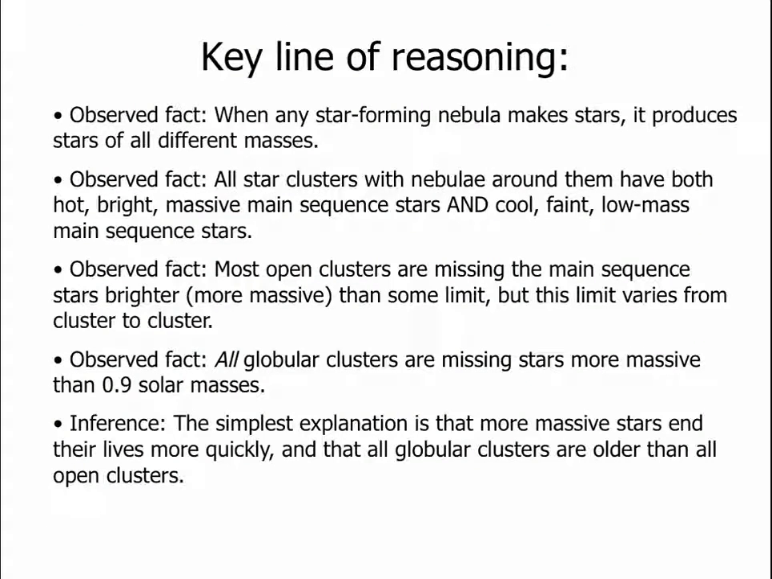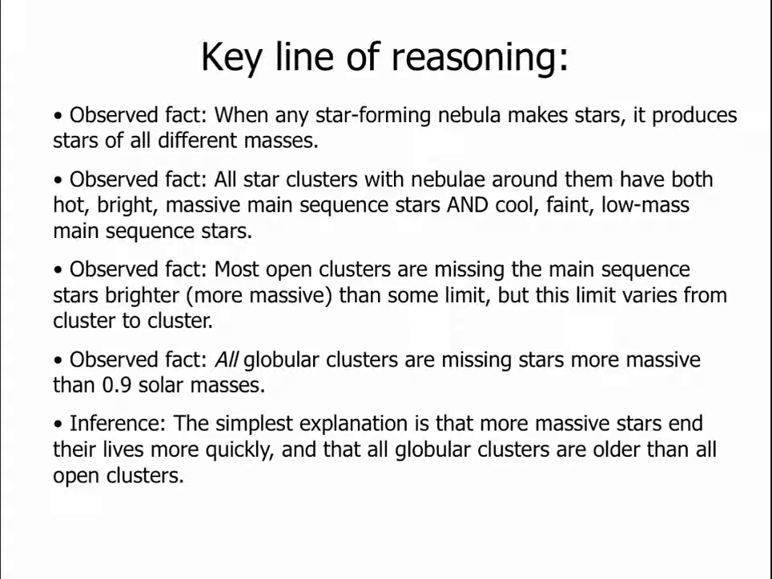So it's an observed fact that when a star-forming nebula makes stars, it produces stars of all different masses. If you look at the Orion Nebula, you see some very massive stars, many times the mass of the Sun. You see stars about the mass of the Sun. You see stars much lower mass than the Sun. It's also an observed fact that all star clusters that have a nebula have both hot and bright stars, again these are the massive main sequence stars, and the cool faint low mass main sequence stars.